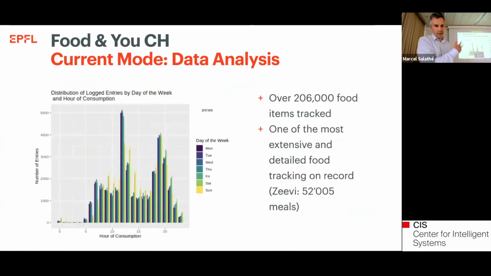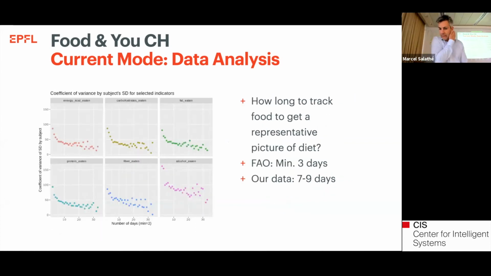And you can see here also the food consumption logged over time, and all of this makes a lot of sense. But we have now over 206,000 food items tracked, with photos and humanly annotated, and I'll come back to that. But this is now becoming one of the most extensive food tracking on record, actually, with actual photos and then annotated by humans. And now we are, of course, spending huge amounts of time basically going through this data.